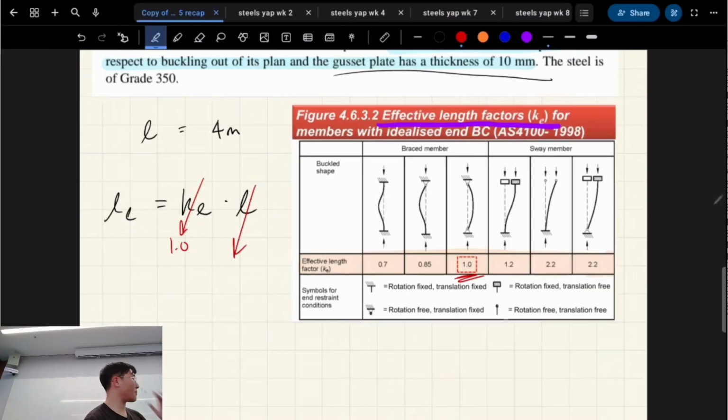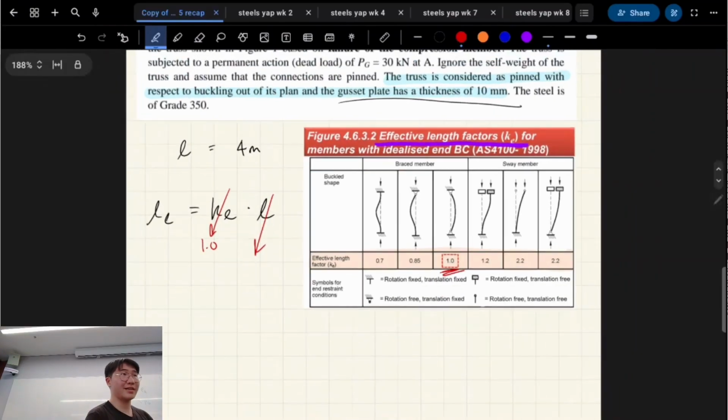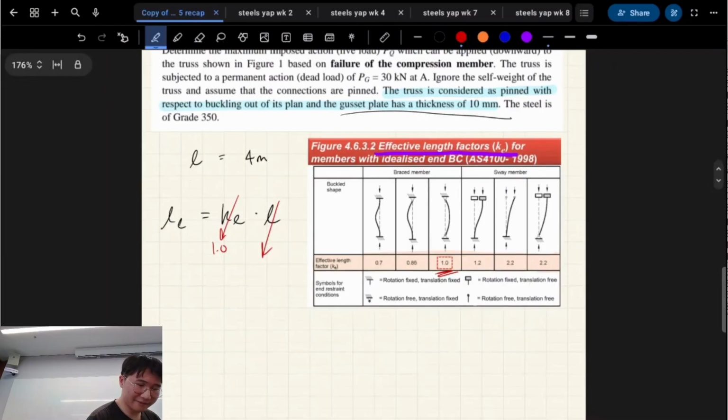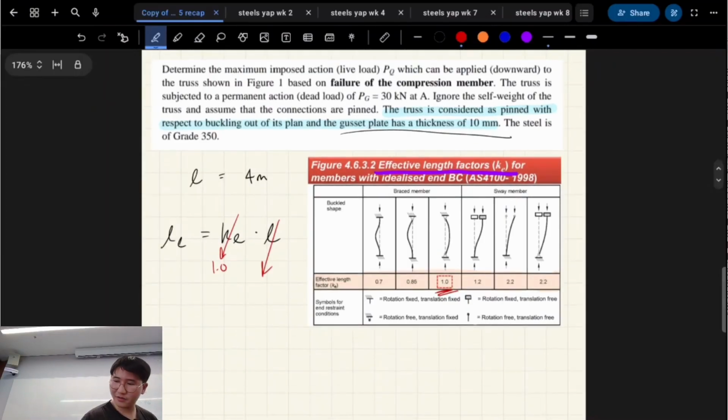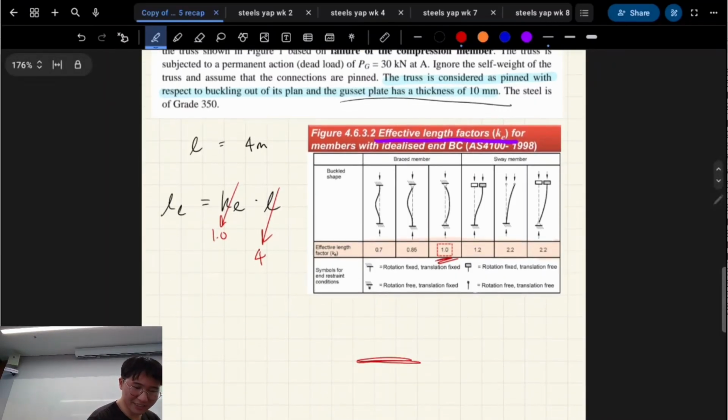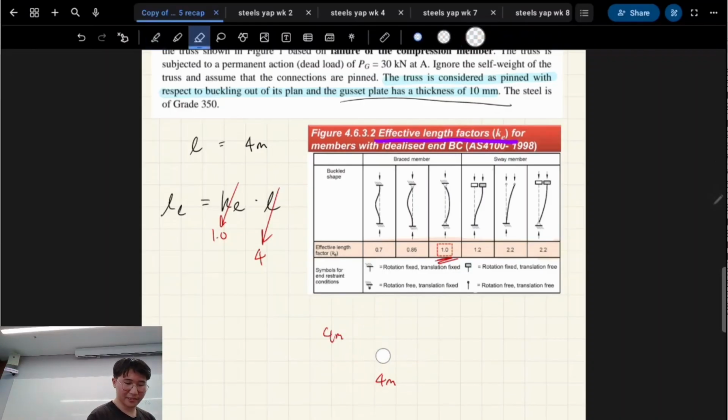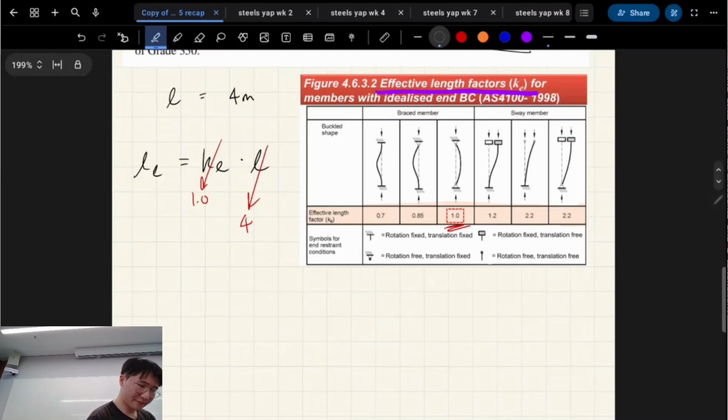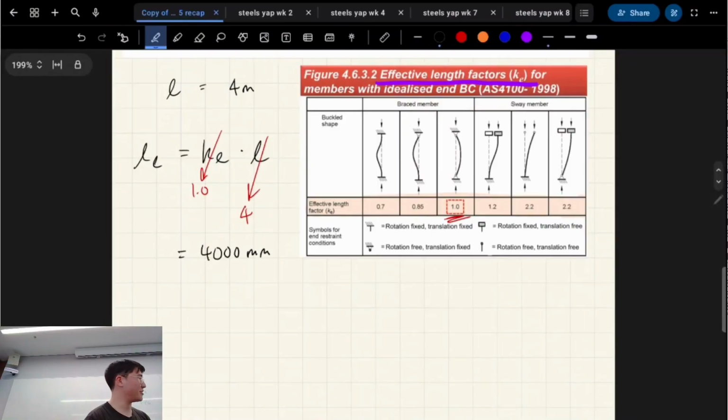For L, the length of that compression member is going to matter. I'm going to have to scroll up to it again. Oh no, I think I have it here. It was 4 meters. Remember, that was that member there, because it's 4 meters by 4 meters. That member's 4 meters. So the length we're going to take is 4 meters, or 4,000 mil.